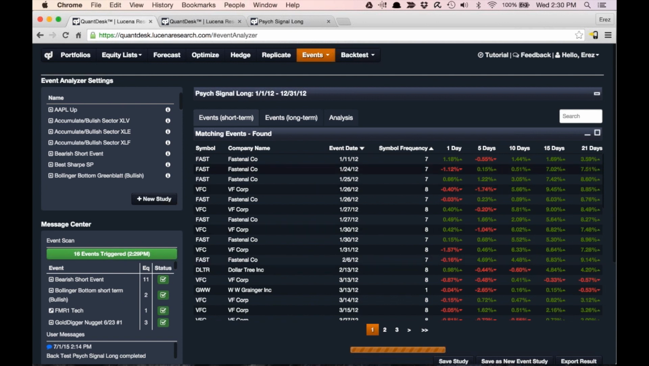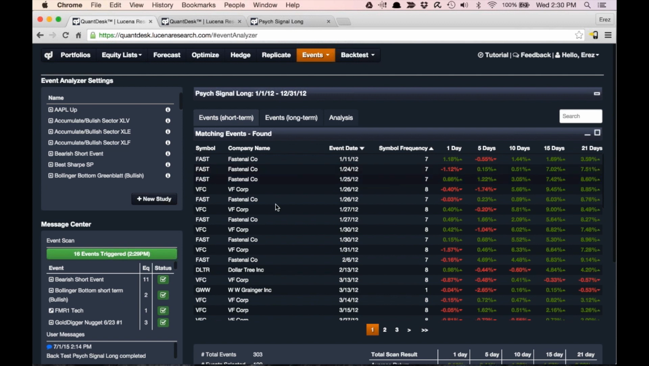You can see here, for example, that Fastenal Corporation on January 11th, 2012 was triggered, and you can see that from 1 day to 21 days, it ranges between 1.18% to 3.59%. But this is only one case. You can see that Fastenal actually was triggered 7 times during the course of the year, and of course you have other stocks as well.